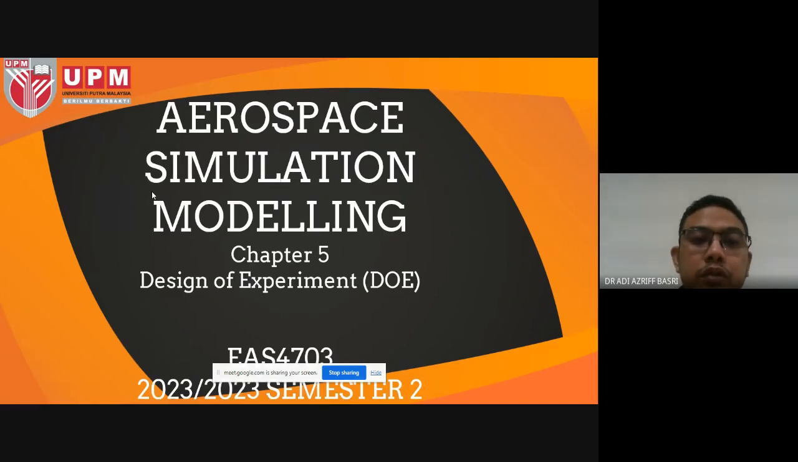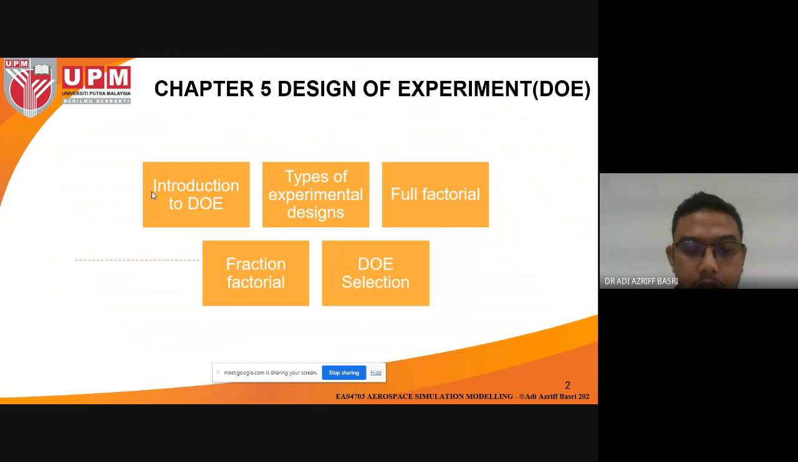So for our subject, aerospace motion modeling, chapter 5: design of experiment, DOE. This is what we'll cover in this chapter: introduction of DOE, types of experimental design, full factorial, fractional factorial, and DOE selection.